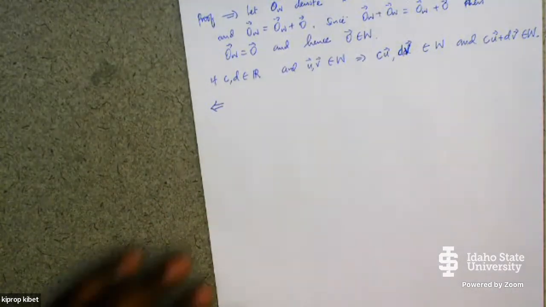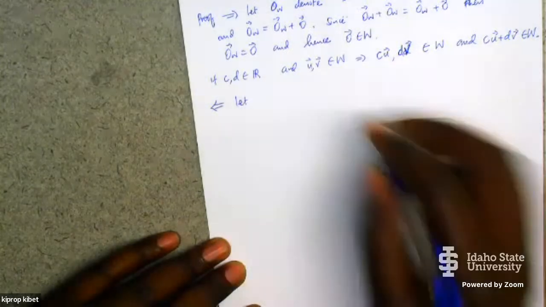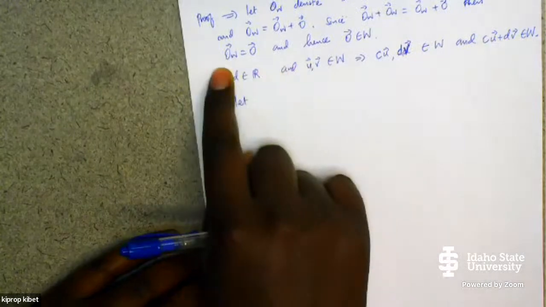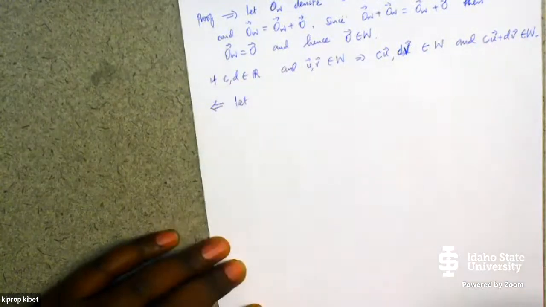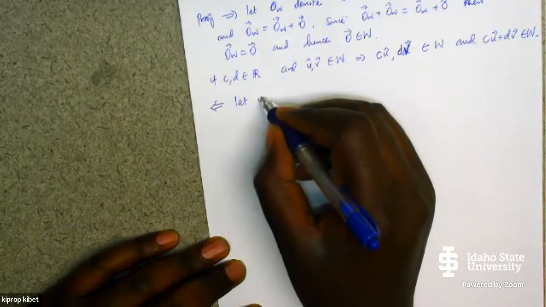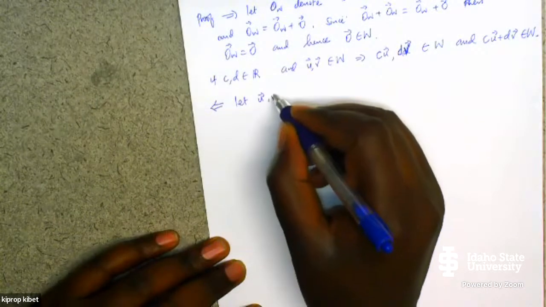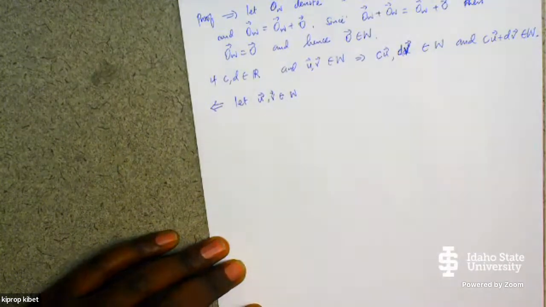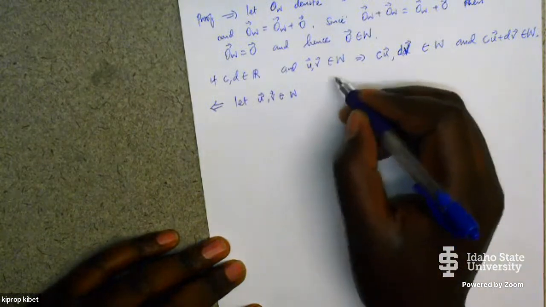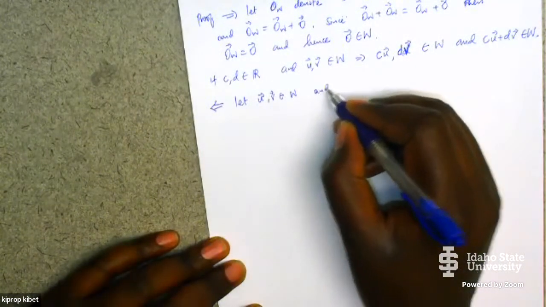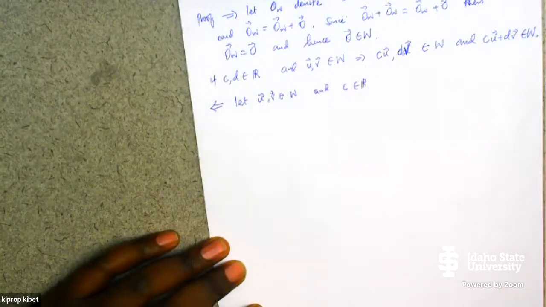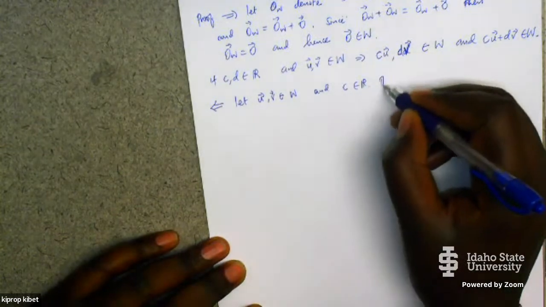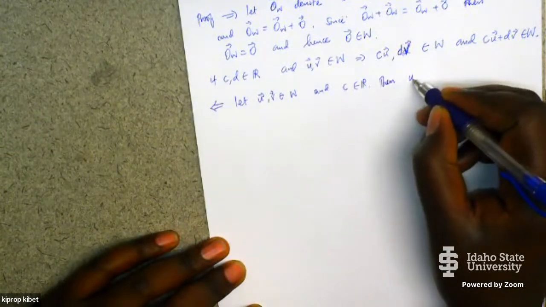Backward direction. Now, you're actually starting from here and then you go back. So if you let u and v be elements of W, and c is an element of the real numbers, then u plus v.